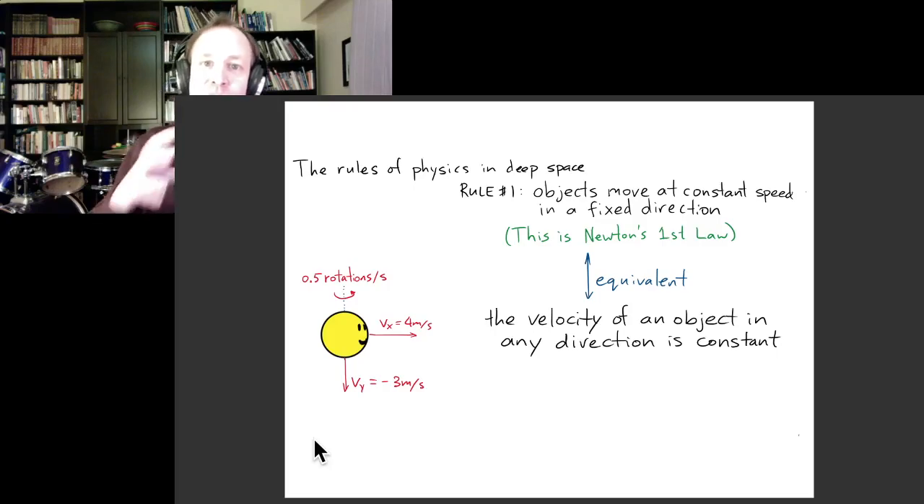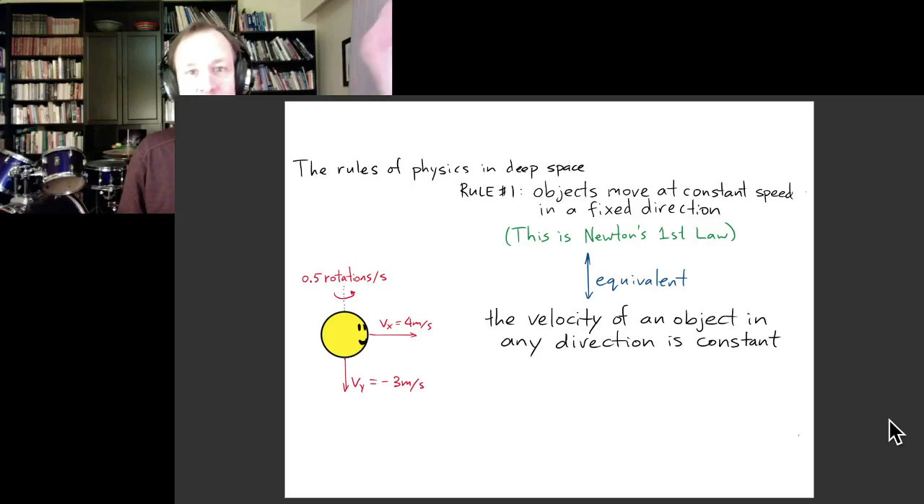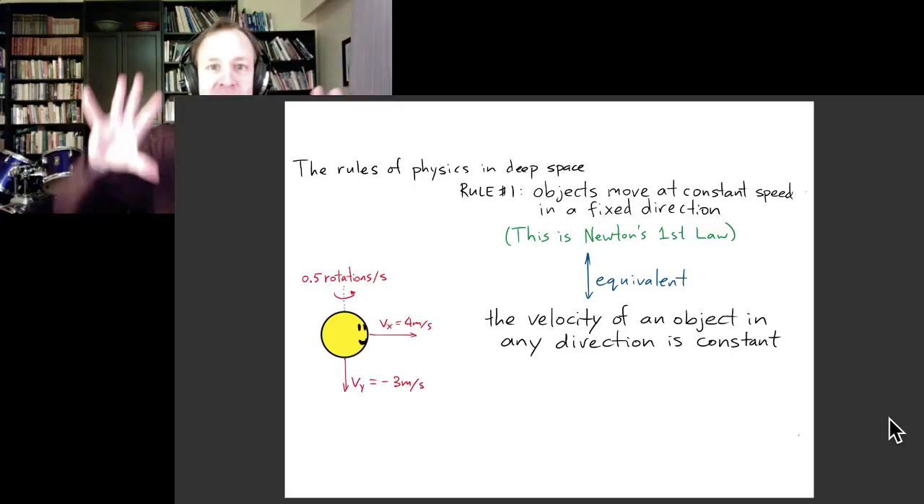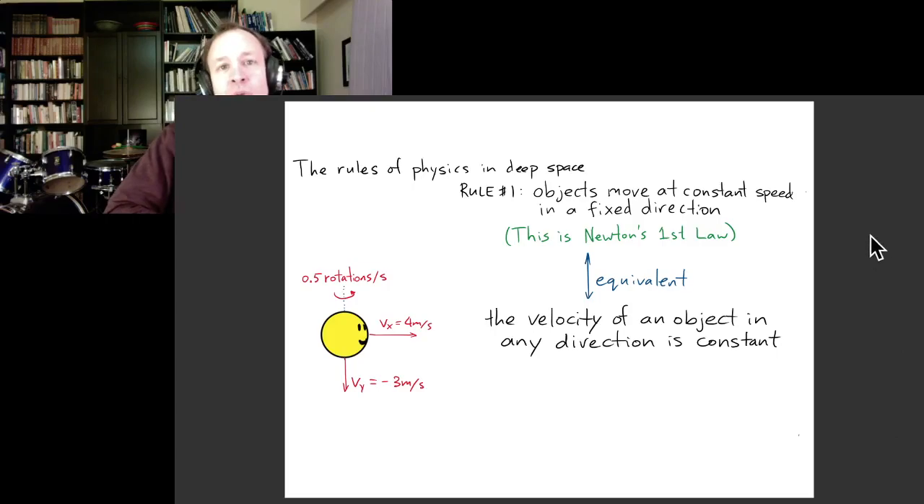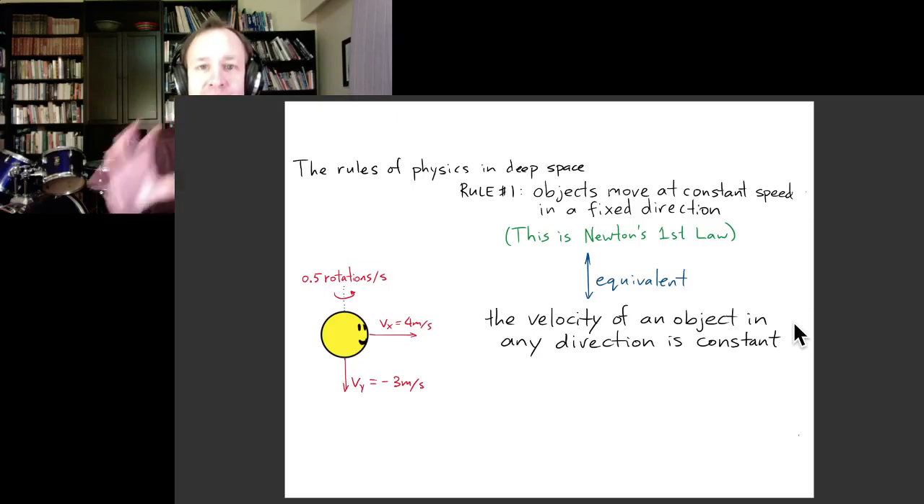And the starting point is going to be these very, very simple ideas that we talked about last time about how things operate, how things work way out in deep space or in general when you have an object that is not interacting with anything else. And so what we understood was that these objects will move at a constant speed in a fixed direction, or in other words, that their velocity in any direction is remaining unchanged in time. This was a great insight of Isaac Newton. We call it Newton's first law.